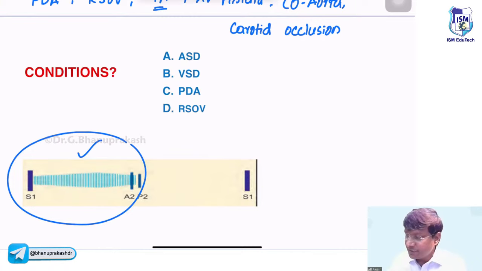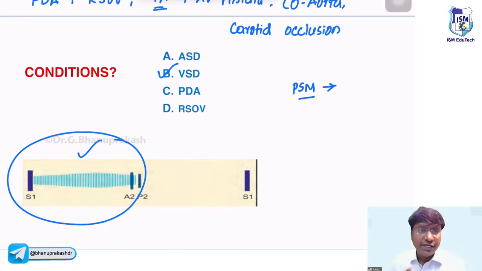The image which has been given to you is suggestive of a pan-systolic murmur. Among the options given to you, you will have this pan-systolic murmur in patients with a ventricular septal defect. What are the other conditions where the murmur is present throughout systole? You get it in MR, you get it in TR, and you also get this pan-systolic murmur in patients with a ventricular septal defect.